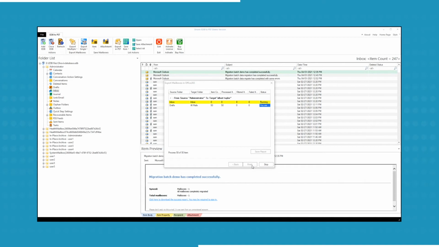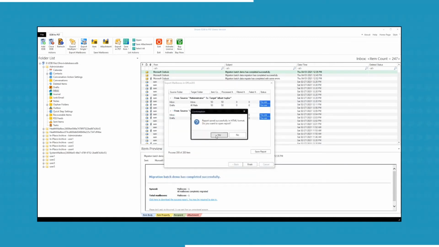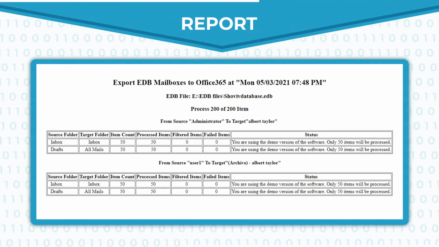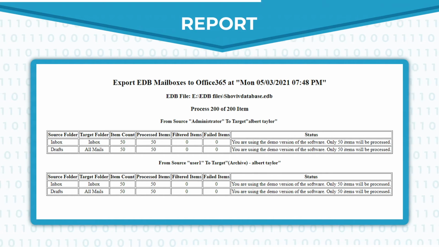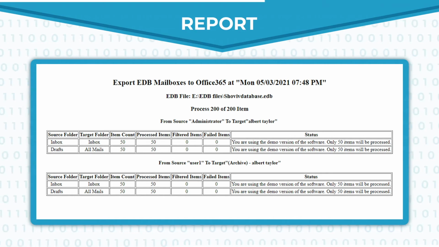The demo version will process the first 50 items per folder. The software also generates the report, which you can save in HTML format. Click Save. A message box will appear. Click Yes to check the report. This is the simplest way by which you can convert an EDB file to Office 365 mailboxes using the Shoviv EDB to PST converter.